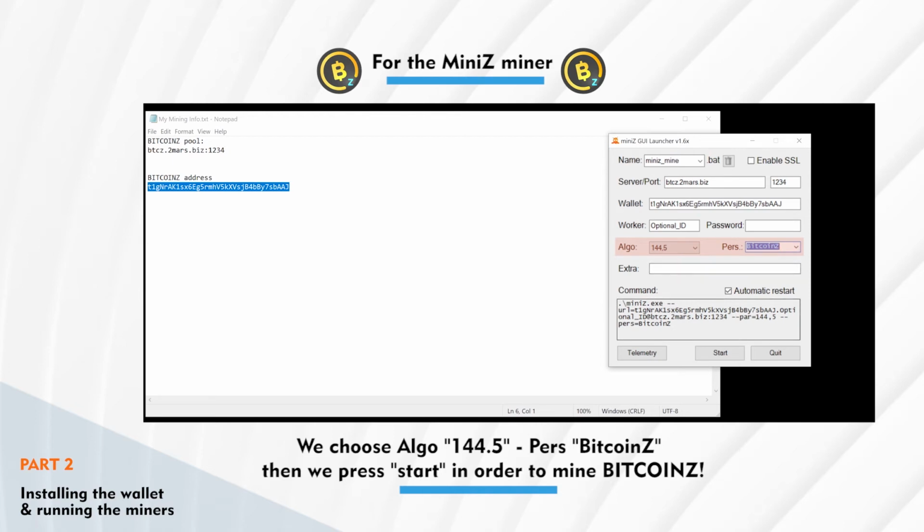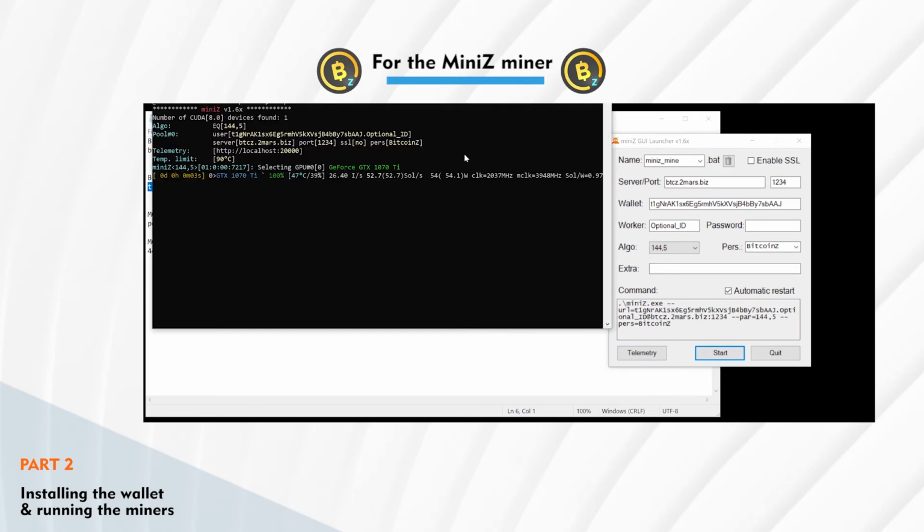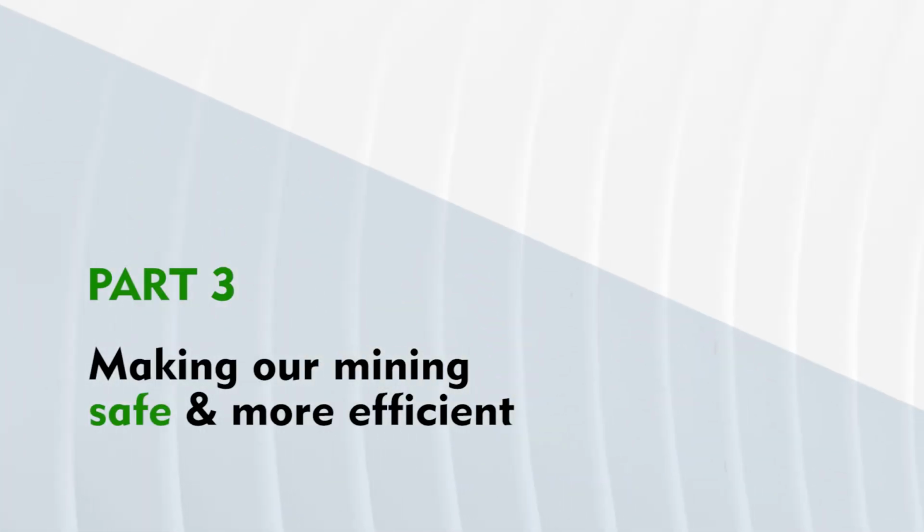We choose algo 144.5 and purse BITCOINZ. Then we press start in order to mine BITCOINZ. It was so simple. Part number 3.